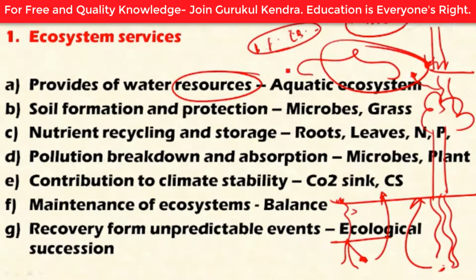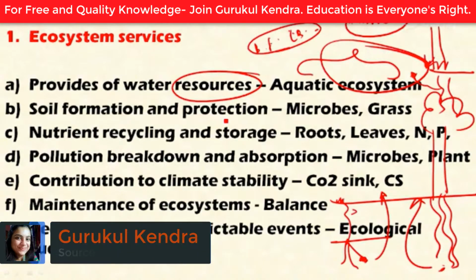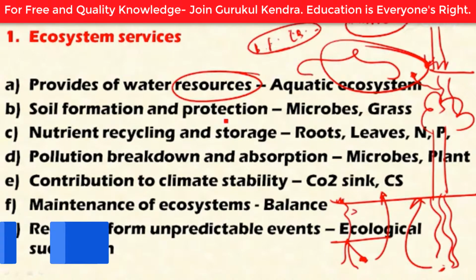And the next function is pollutant breakdown and absorption. The complex organic pollutants are broken down by various microorganisms like bacteria and fungi, and these broken down pollutants are absorbed by the living plants. So this helps in removing the pollutants present in the ecosystem. So this is one of the important functions.